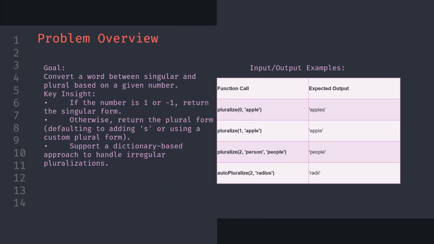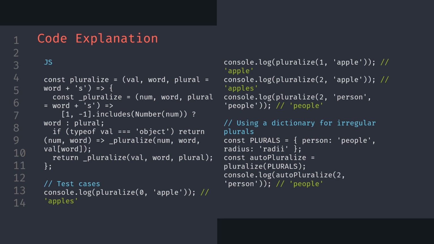This function allows us to dynamically pluralize words based on a given number, and even supports irregular plural forms using a dictionary. This function determines the plural form dynamically, and if a dictionary is provided, it ensures irregular plural words are handled correctly.